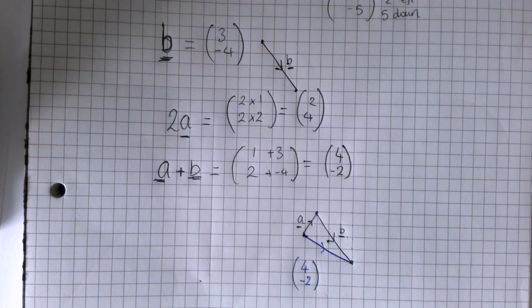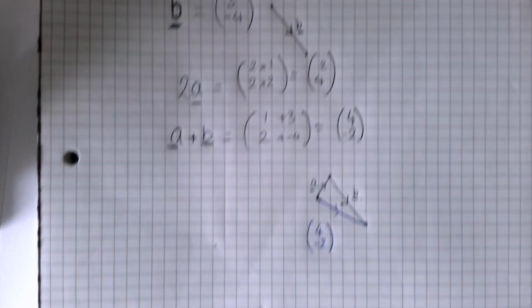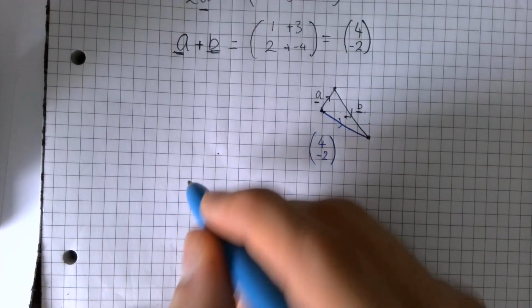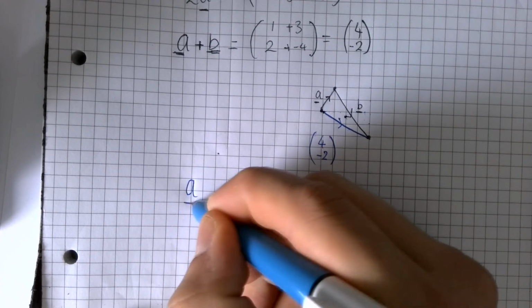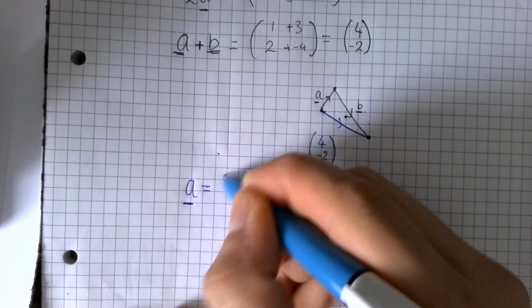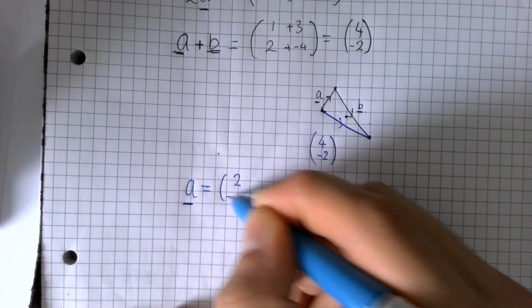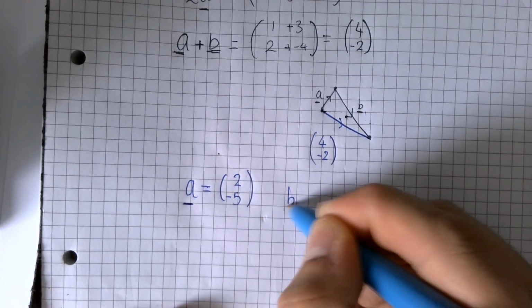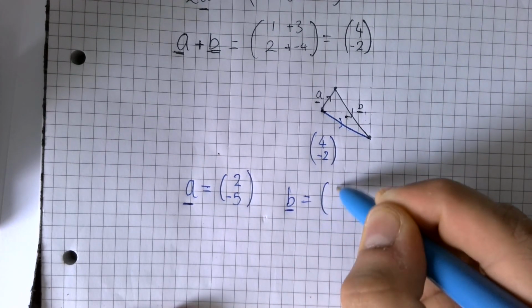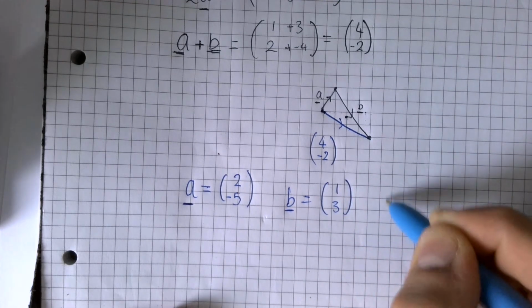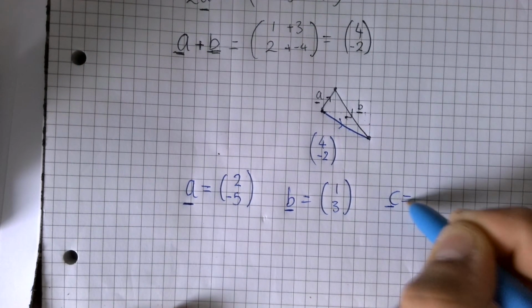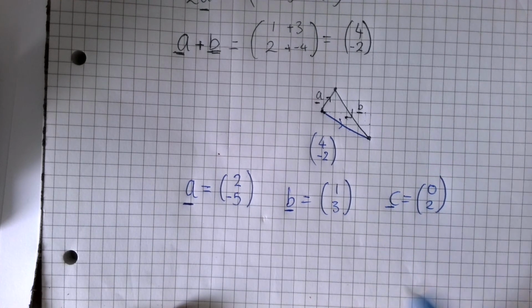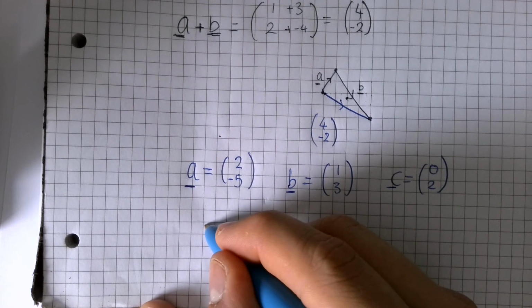What I would say though, I'm just going to give you a few vectors, a few calculations to do. So I'm just going to write a few example vectors. So let's have some new vectors. Let's go, vector A is 2 minus 5. Vector B is 1, 3. Vector C is, let's go 0, 2. So just a few questions maybe for you to have a go at yourself.